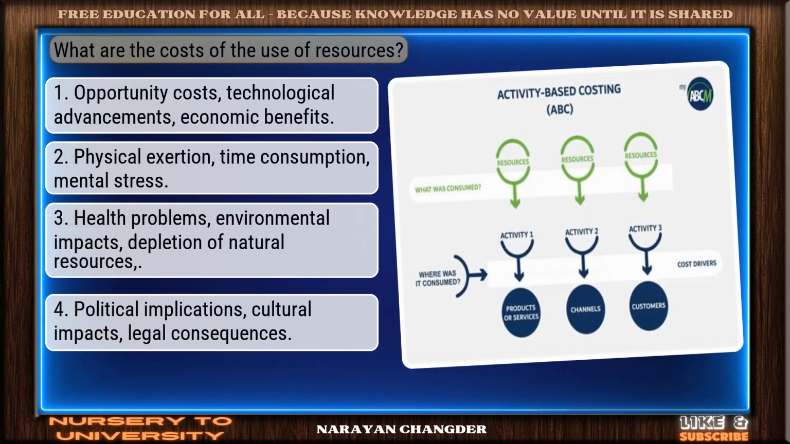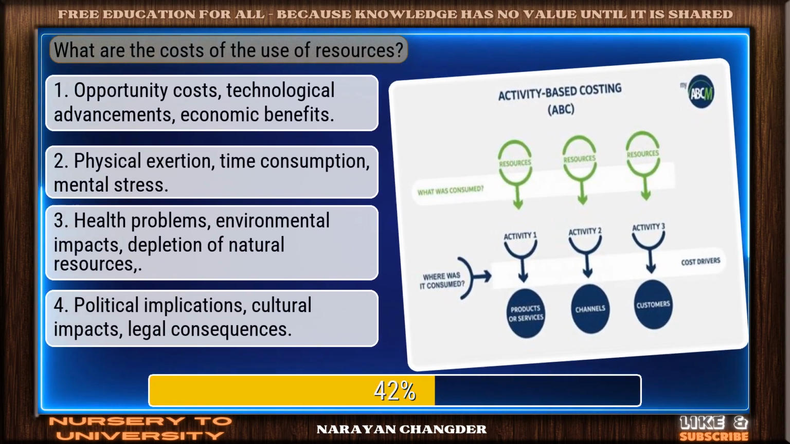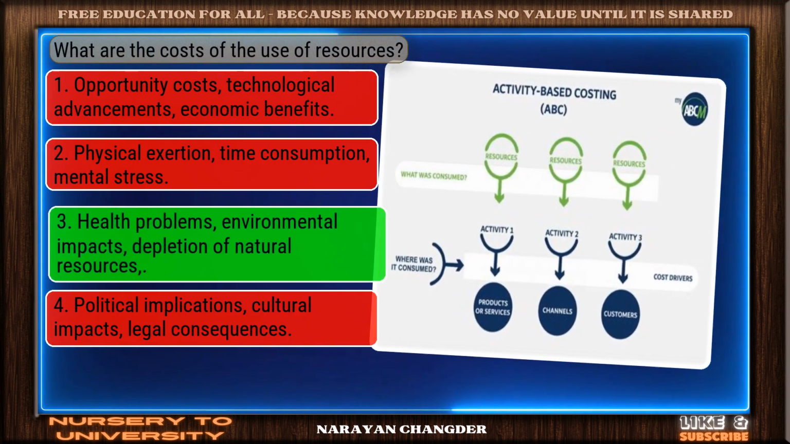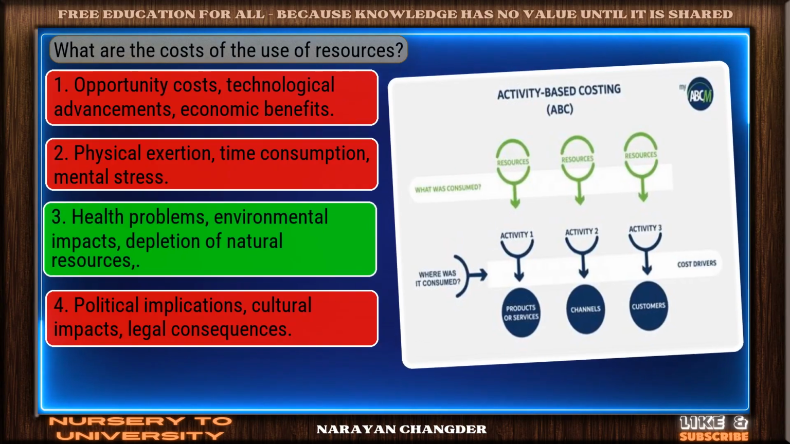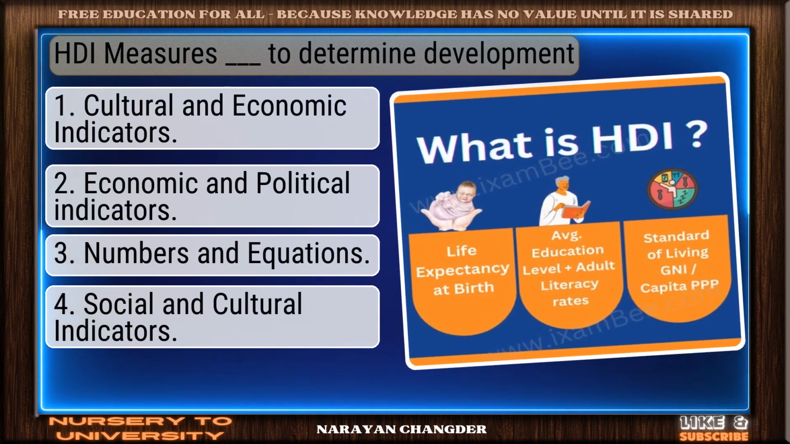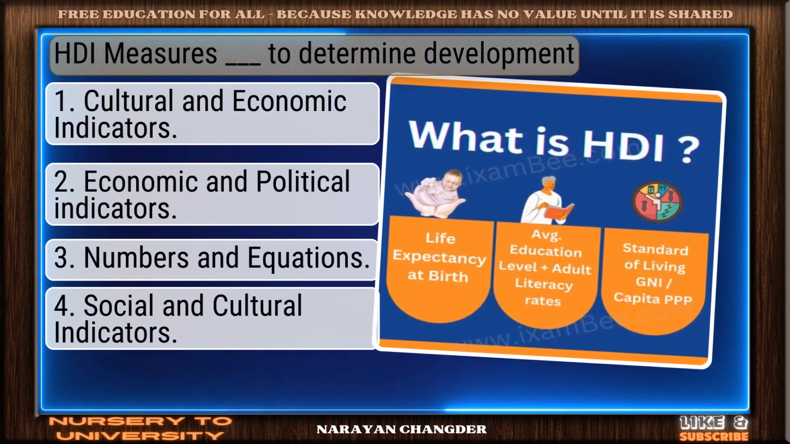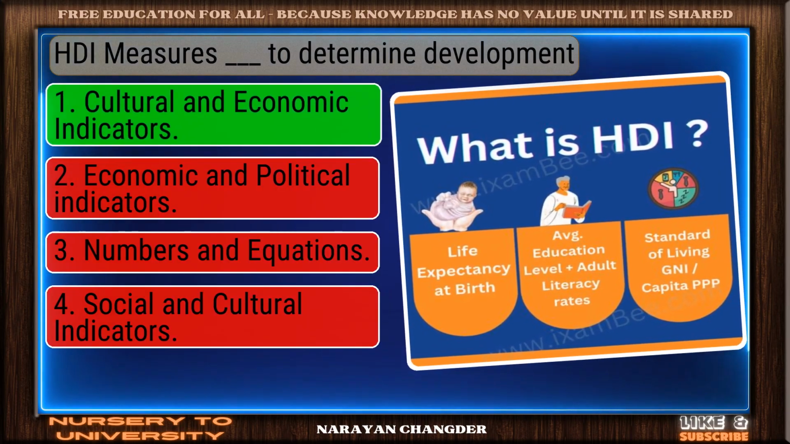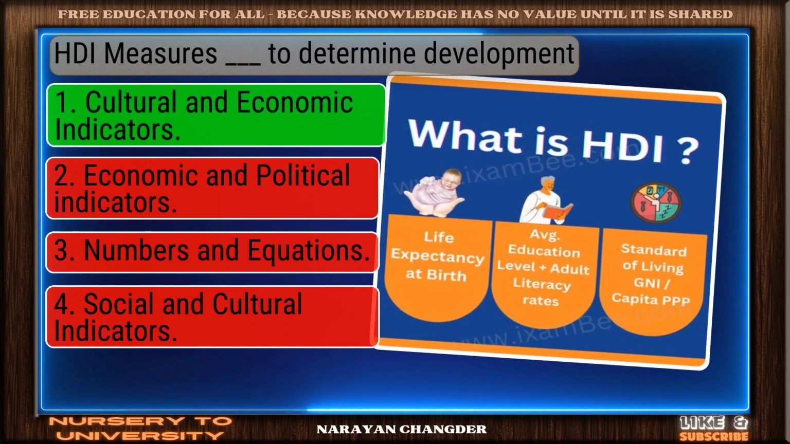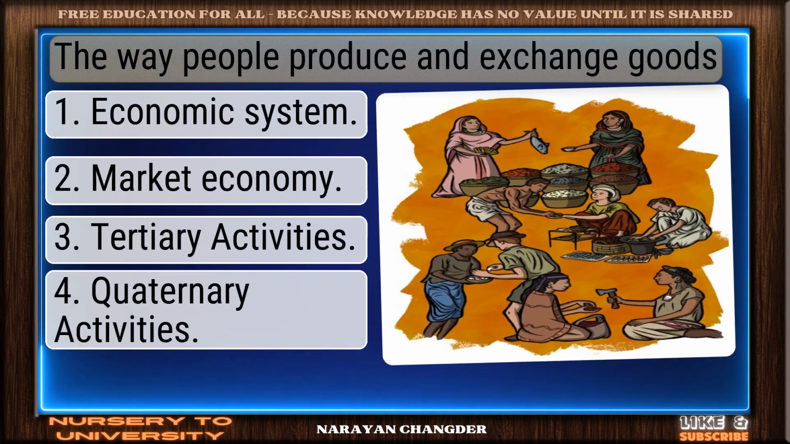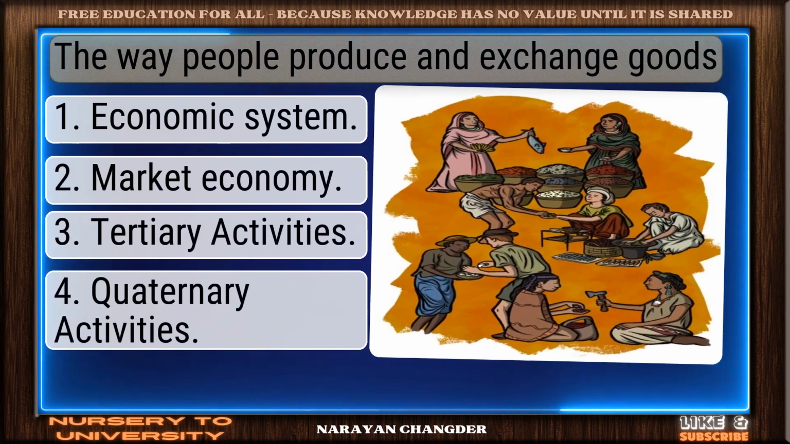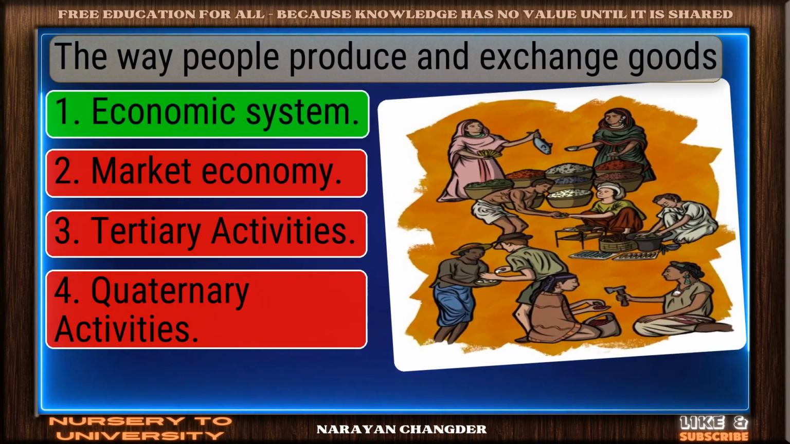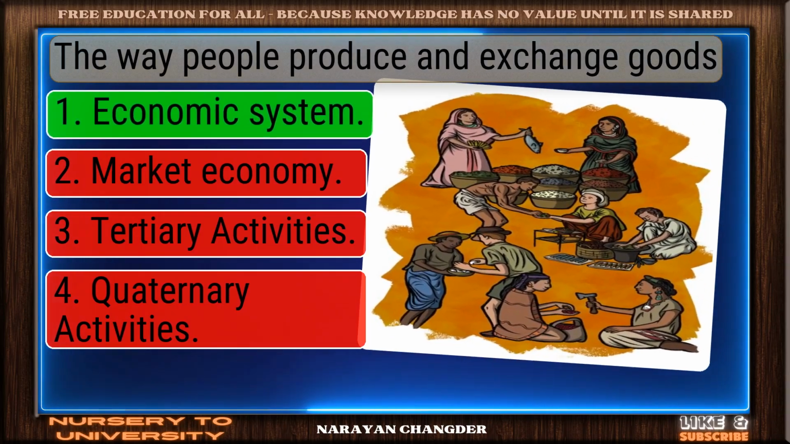What are the costs of the use of resources? Strong choice. Health problems, environmental impacts, depletion of natural resources is the right answer. GDP measures dash to determine development. Excellent. Cultural and economic indicators is a brilliant choice. The way people produce and exchange goods. On track. Economic system is the correct answer.